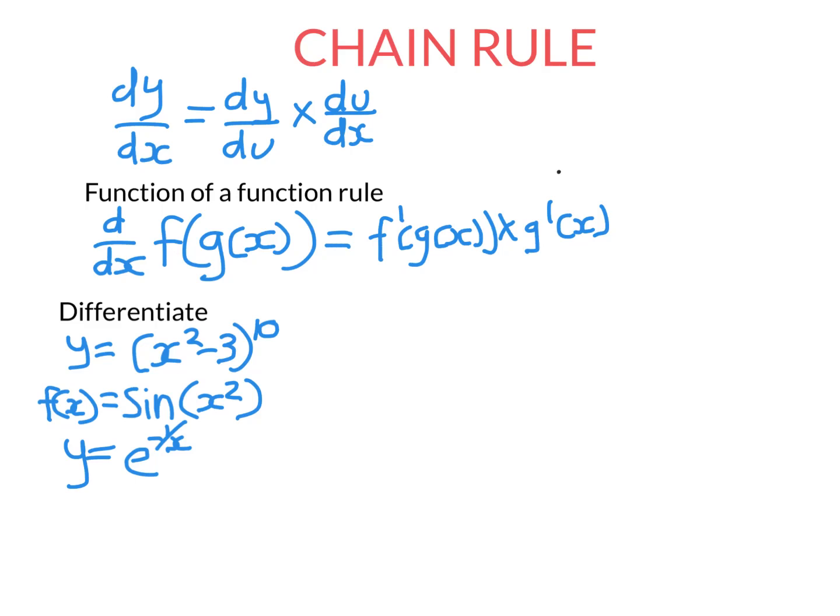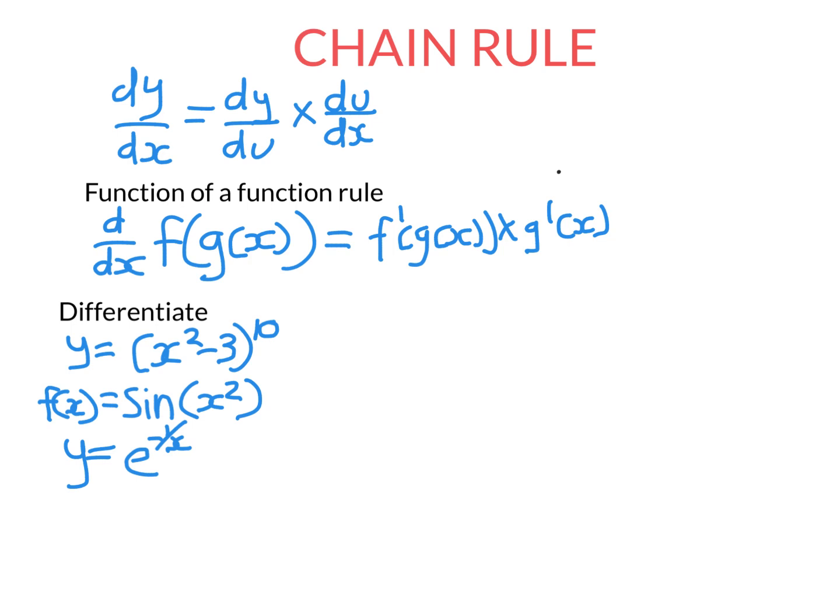Thank you so much for tuning into this video in which we will look at the chain rule. So the chain rule says dy/dx equals dy/du over du/dx. Here it's sort of like the du's cancel out. Remember, du means change in u. It's an infinitesimal quantity. So if you cross out these two, you're left with dy/dx.